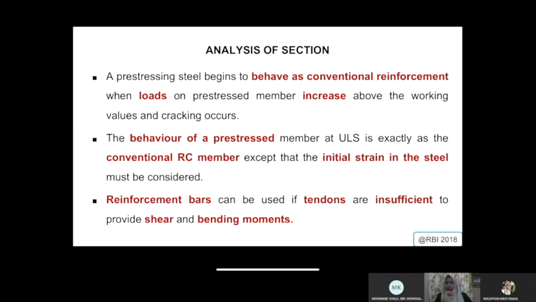And lastly, we have reinforcement bar, which can be used if tendons are insufficient, to provide shear and bending moment.